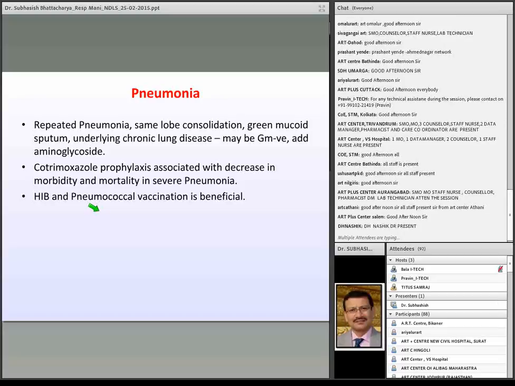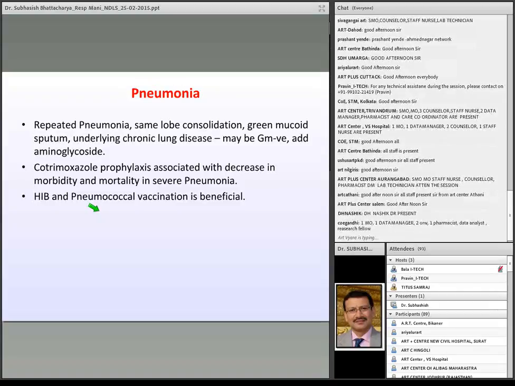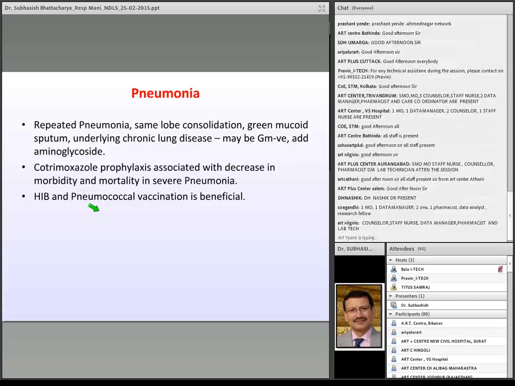Cotrimoxazole prophylaxis is associated with a decrease in morbidity and mortality in severe pneumonia. But there are some reports that some organisms are resistant to this, so in patients on cotrimoxazole prophylaxis we may get those resistant organisms, which may complicate the picture.